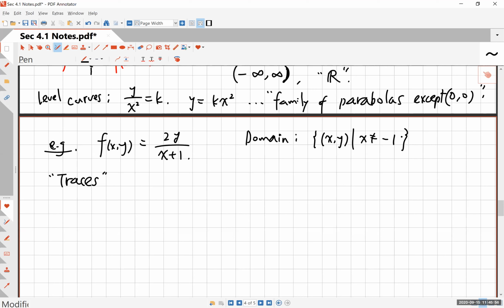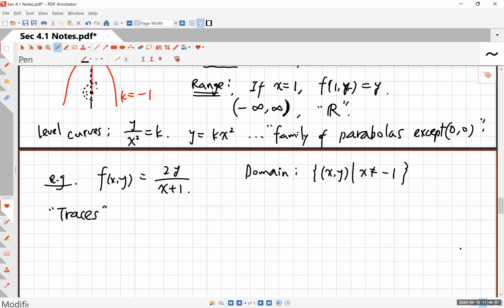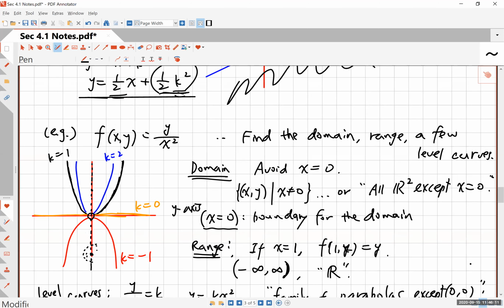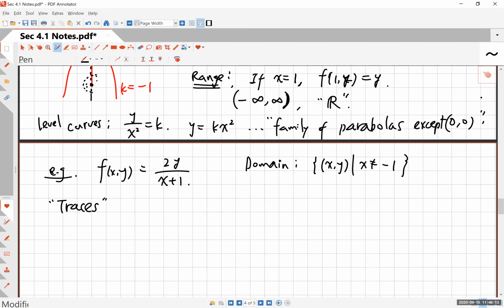Something happens at -1: when x is -1, f is undefined. It goes to infinity from one side and negative infinity from the other side. This is a typical function. All right, and so what is a trace? Traces are very closely related to the level curves. Remember, for level curves, you let z be equal to a constant. Traces are the cross sections, where x or y is constant.